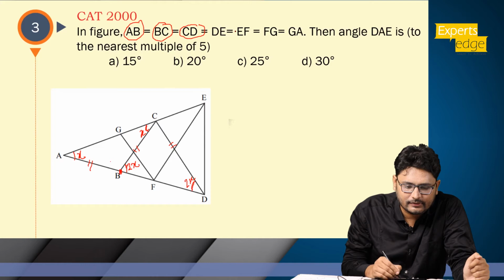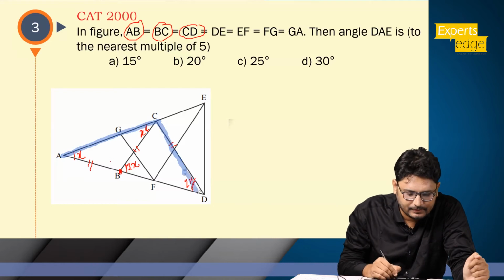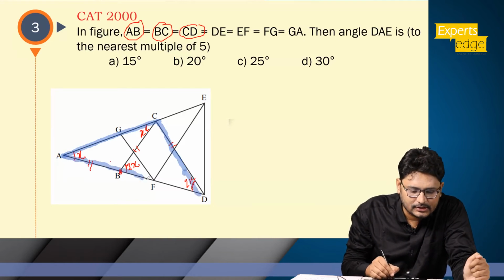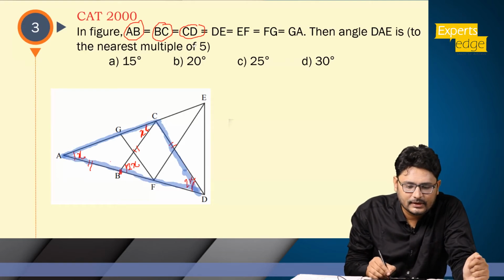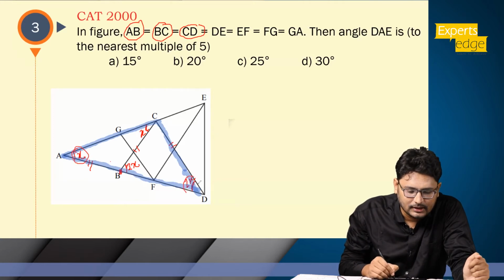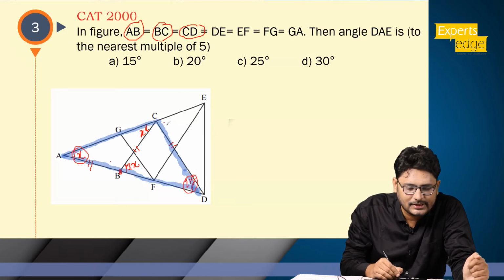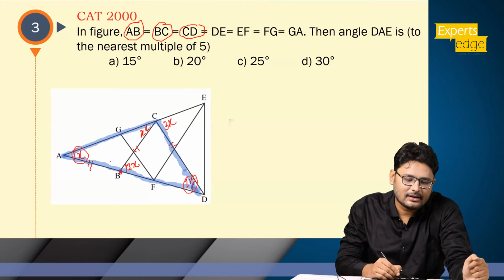Just let me highlight if needed. Triangle ACD. What will be the exterior angle to this? Exterior angle will be nothing but CED. CD का कितना होगा? CD will be nothing but this x and this 2x. So x and 2x, this will be what? 3x, right?